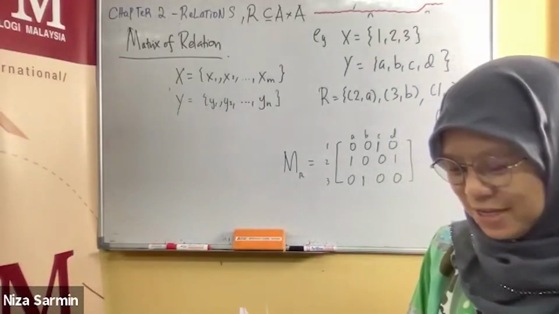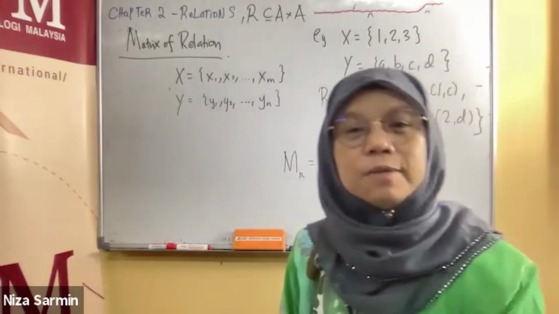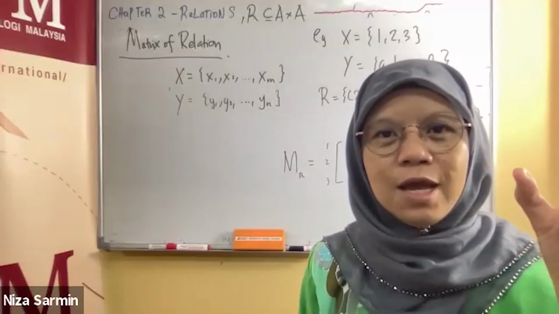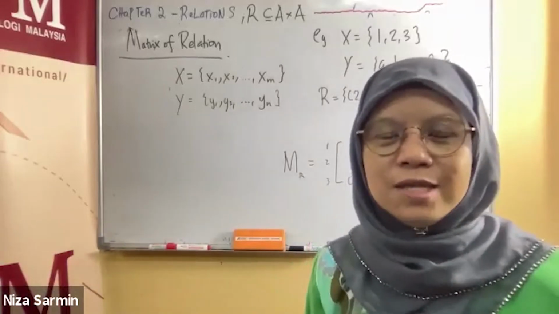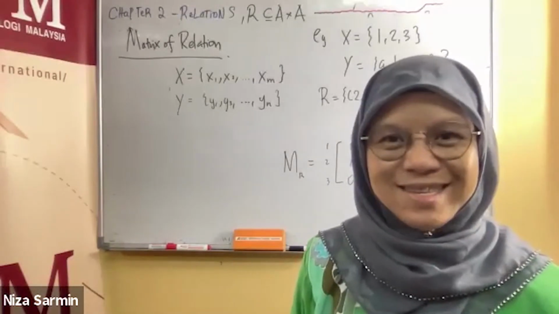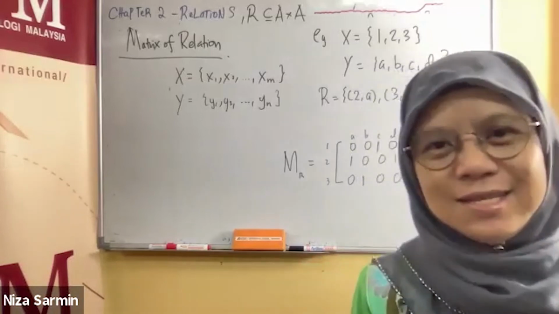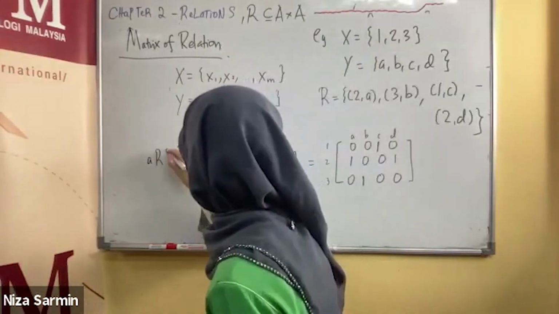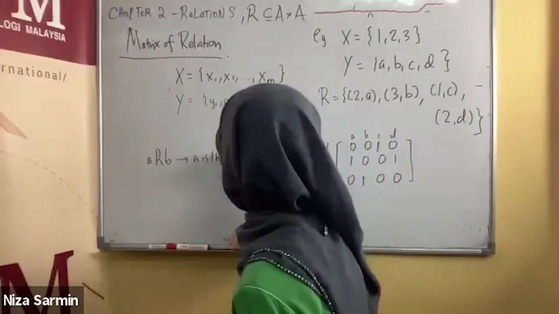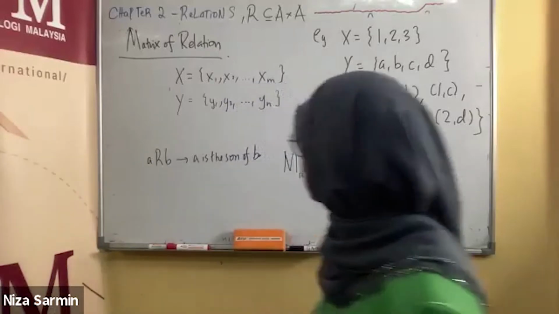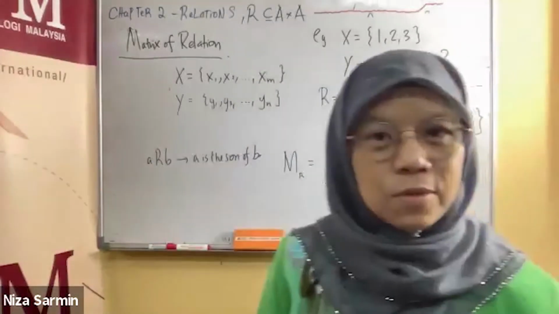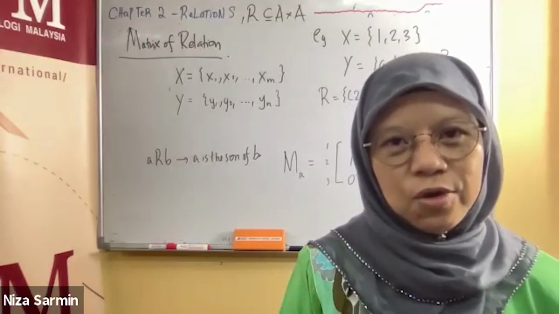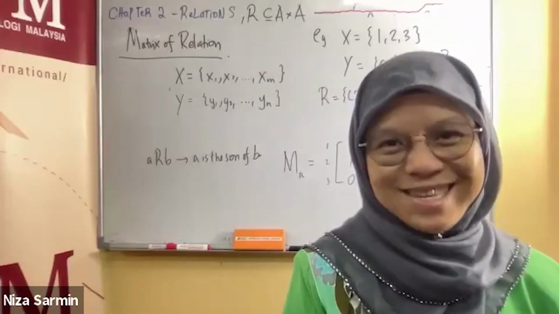Easy, right? So you just match, but you have to be given R. Sometimes you are given R not as a set of pairs like this. You are given A is related to B if A is the son of B. Something like this. So you have to think in that sense. So A related to B means A is the son of B. My children will be related to me, all of them, because I have 3 sons.